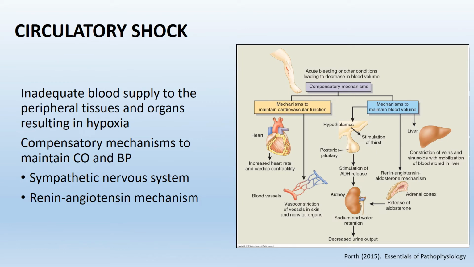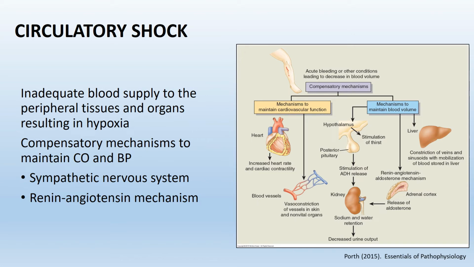Now we are shifting gears to circulatory shock. Circulatory shock is an acute failure of the circulatory system to supply the peripheral tissues and organs with an adequate blood supply, which results in cellular hypoxia.